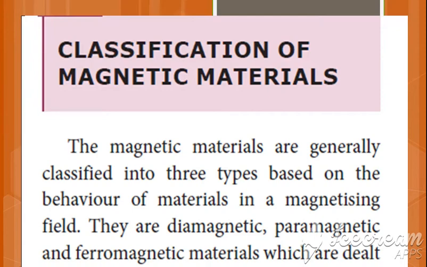So we are going to see what the classification of magnetic materials is. Magnetic materials are generally classified into three types: diamagnetic, paramagnetic, and ferromagnetic substances. So we are going to see these one by one and their properties.